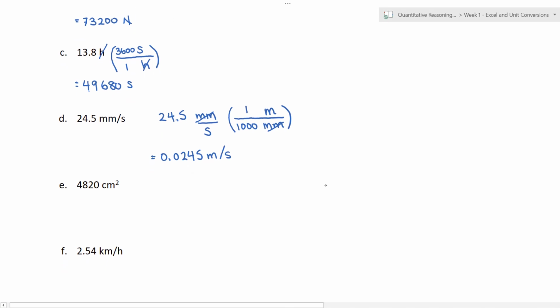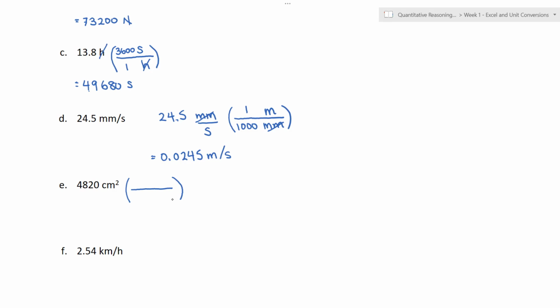Next I have 4,820 centimeters squared. So I need to convert that into the corresponding SI unit. Okay, so the SI unit for distance was not centimeters, it was meters. So this is an area because it's centimeters squared. The corresponding SI unit for that would be meters squared.